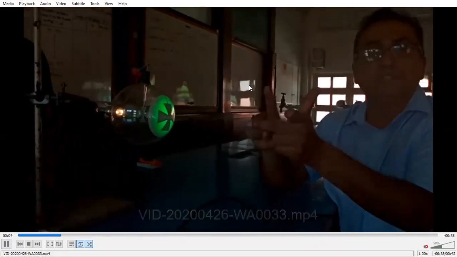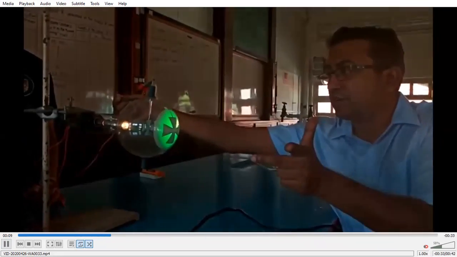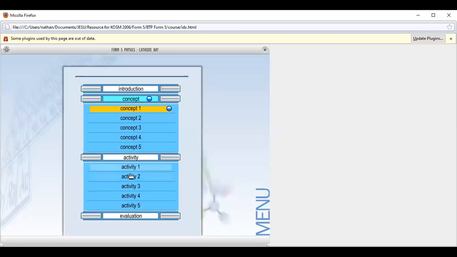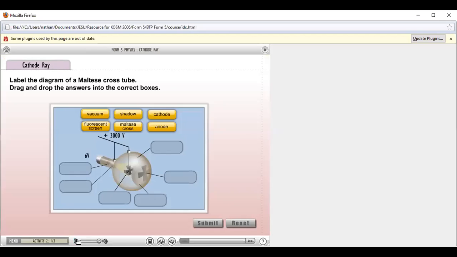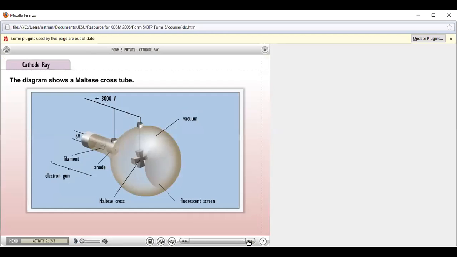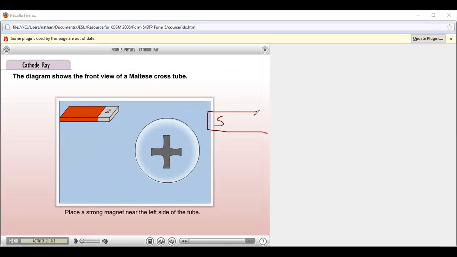Now the thing is, we want to know how to determine the direction of deflection. How do we know the shadow goes up? Now, for this one you have to use your Fleming left-hand rule. Contoh macam ni, let's say you have a magnet here. This is your north pole, so here will be your south pole. You see what happened when I bring the magnet down.